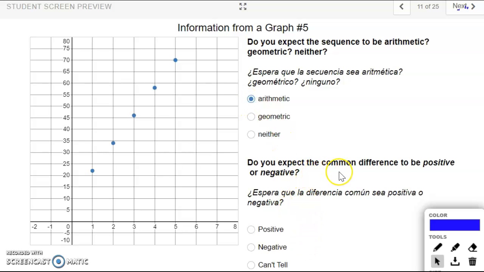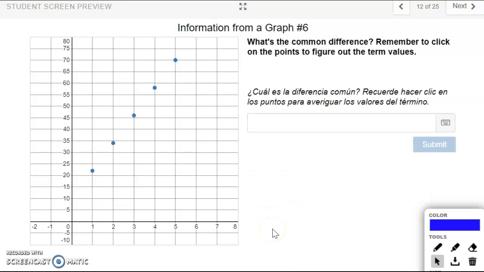Okay, do you expect the common difference to be positive or negative? The a sub n values are going up. That means as the term number, or the position, increases, the values are going up. So the values are increasing, and therefore it's going to be positive. The common difference is positive because you are adding some number to the previous term to get to the next term, and to the next term. So that's how much the y value, or a sub n value, is changing by.